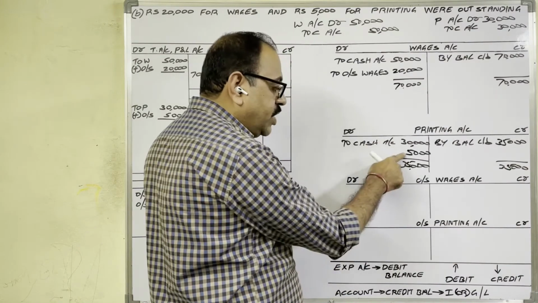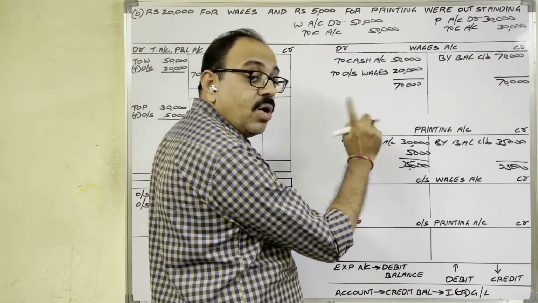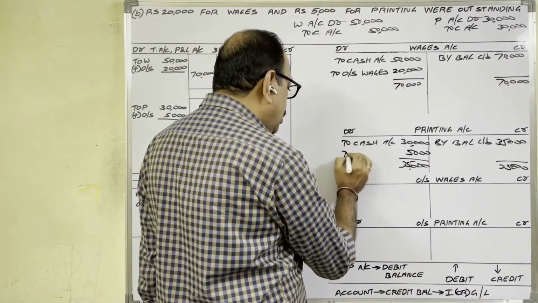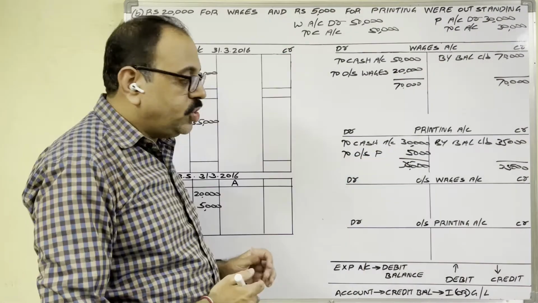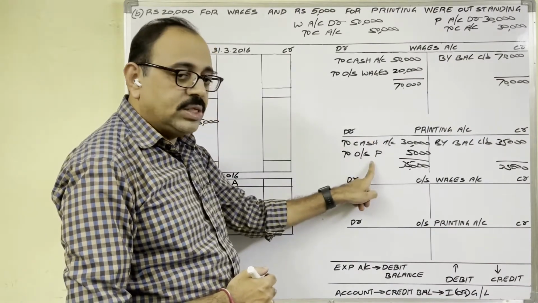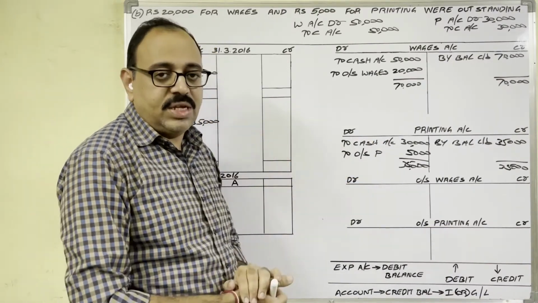What to write for this 5,000? This 5,000 is what? Outstanding printing. To outstanding printing account. So based on these two postings, let us frame the journal entries.